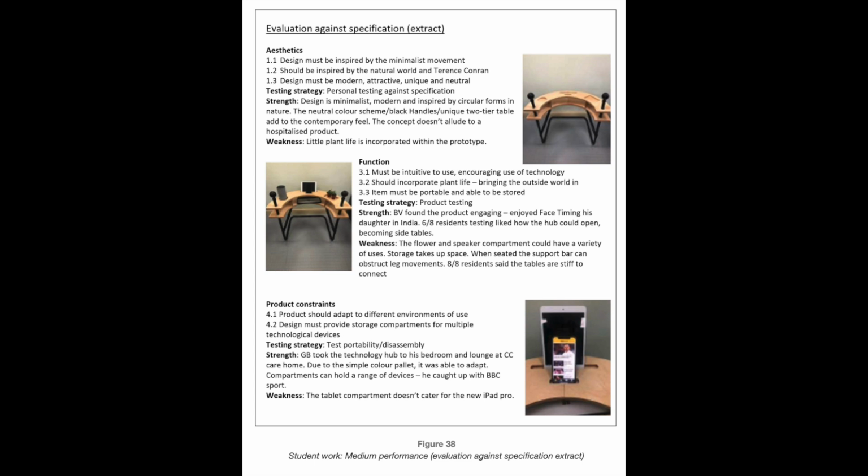The student also identifies both strengths and weaknesses of the prototype. These are sometimes supported by evidence of testing. However, there are additional possibilities for providing robust data for evaluation. For example, 8 out of 8 residents say that the tables are stiff to connect. Here, the student could have timed the residents connecting the two parts of the table, measured the force required to connect the table, or included both resident and staff at the center to find out if it was similar feedback between the different groups of users.